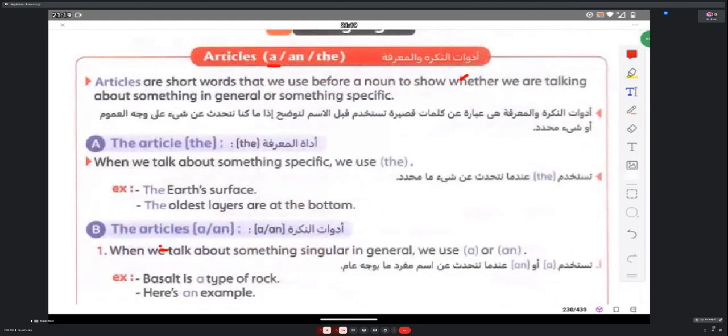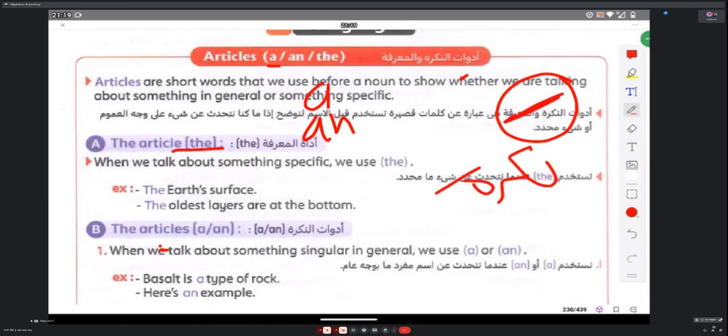By the way, a or an are indefinite articles. That means the noun here is undefined to you. You don't know him or it. The noun here is unknown. We call it nakra in Arabic, which means unknown or indefinite. But the is used with definite or known nouns, if we know them. But there are some other rules.